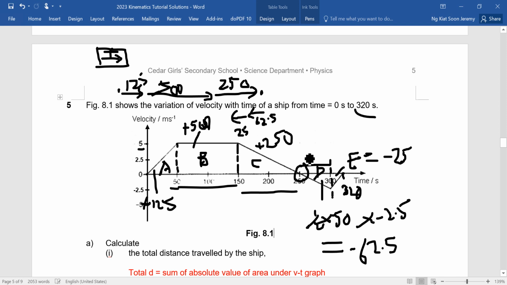Again, here the last part is negative 25, so again, this is 25. Alright, so if I were to ask you, what's the displacement at t equals 50? Because I'm here, my displacement is actually 125.